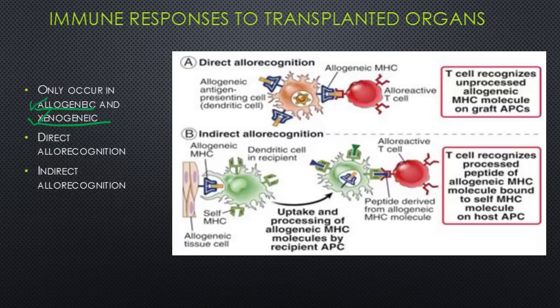So there are kind of two different ways that our bodies treat transplants. There's a direct allorecognition and an indirect allorecognition. The direct allorecognition is actually mediated by T cells. So in this case, CD4 and CD8 T cells will recognize the actually intact MHC molecules of the donor cells. And remember, it really makes sense for CD8 T cells to be involved in this because MHC class 1 is expressed on all nucleated cells throughout the body.